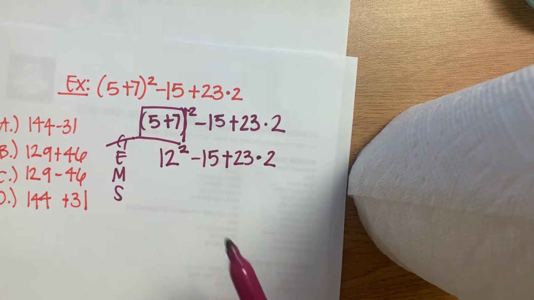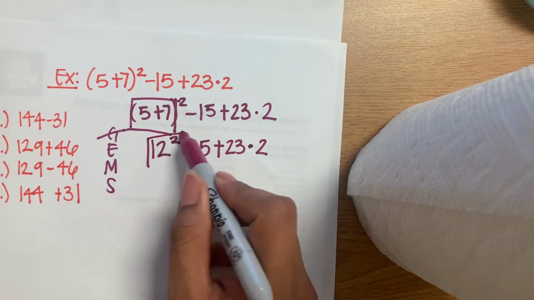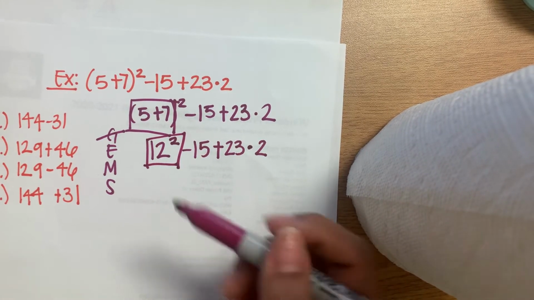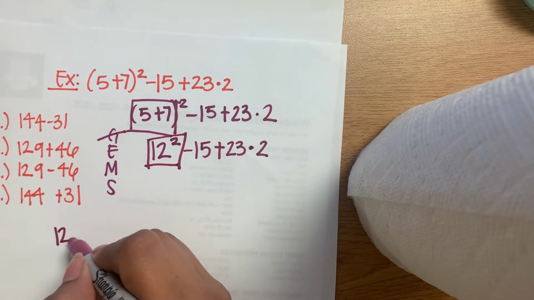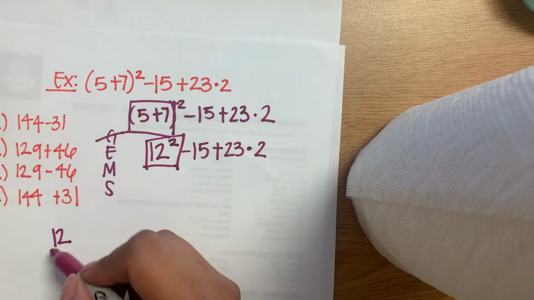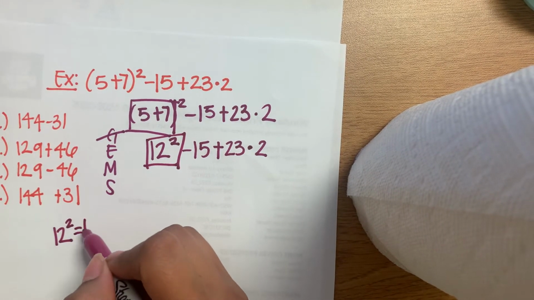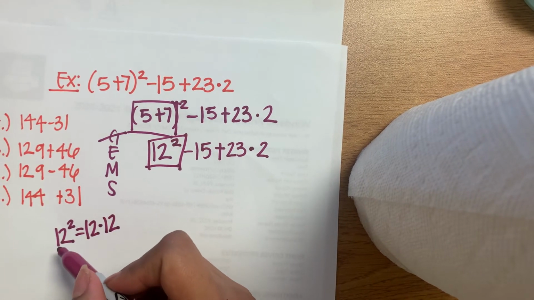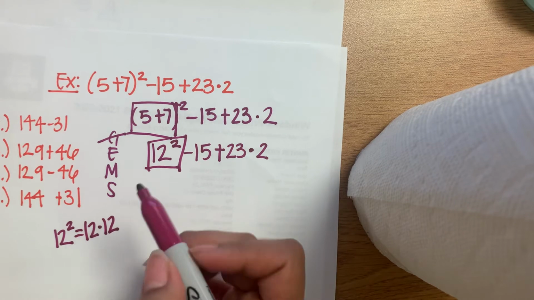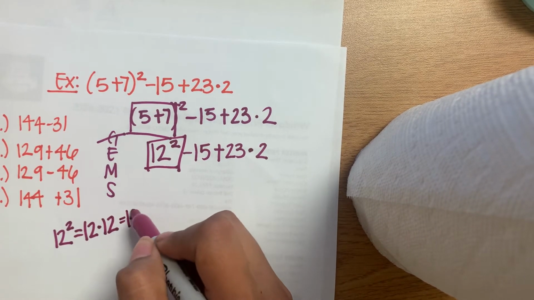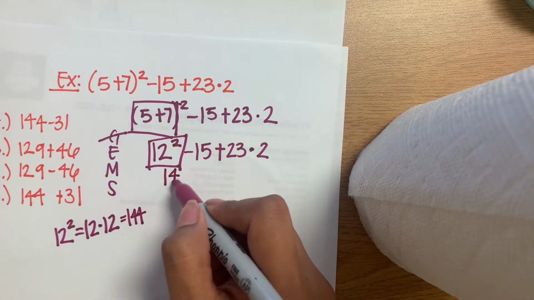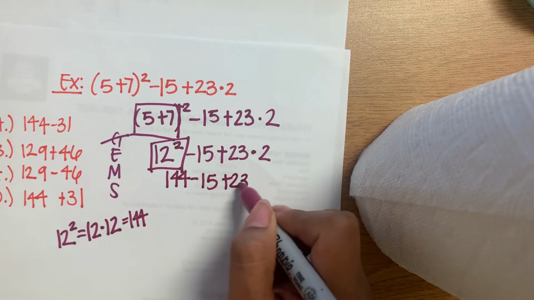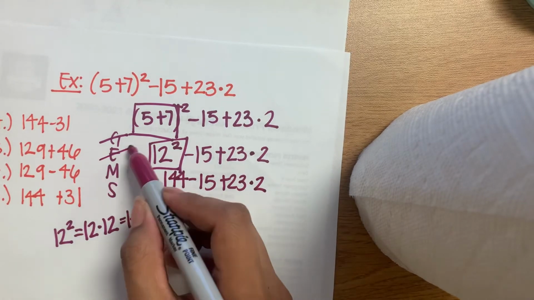I moved on to my exponents. I do have an exponent right here, 12 to the power of 2. Please show your work off to the side. Do not write your work down under here. 12 to the power of 2 is telling me 12 times 12. Do not confuse this and think it's 12 times 2. Because it is not. It is 12 times 12, which gives me 144. So right under my box, I have 144, and I am bringing everything else down. I'm done with my exponents.